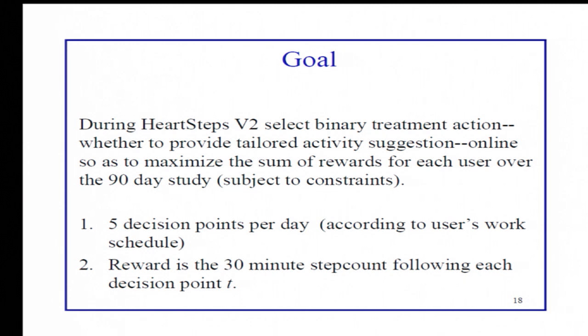And I just wanted to remind you, so we're on the same page. Again, these are 5 decision points. These are all people who are working, so it's according to their work schedule. And the reward is the 30-minute step count following each decision point, and the goal, of course, is to maximize the sum of rewards over, this is a 90-day study, so sum of the rewards over the 90 days.